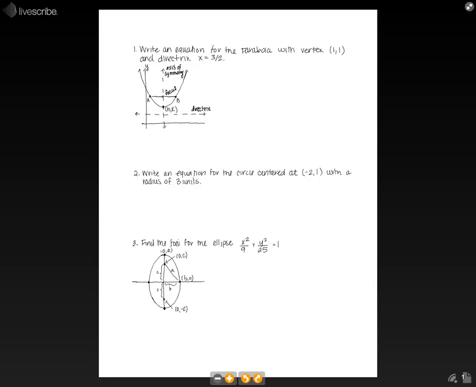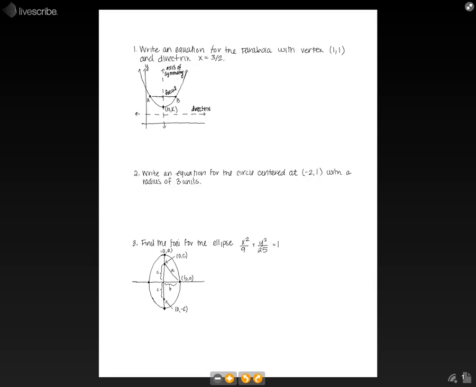So the definition of a parabola is, a parabola can be defined as the set of all points in a plane that are the same distance from a given point, called the focus, and a given line called the directrix. If you look at points A and B in this picture, you can see that they're the same distance from the focus, and their vertical distance is the same from the directrix.